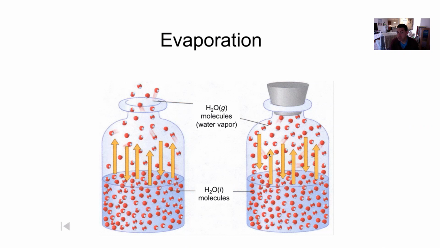So see how in this picture there's 3 arrows going up, showing water from the liquid state becoming a gas, and 3 arrows going back down, showing how water in the gaseous state is going back and forming a liquid. All right, so all liquids do this.